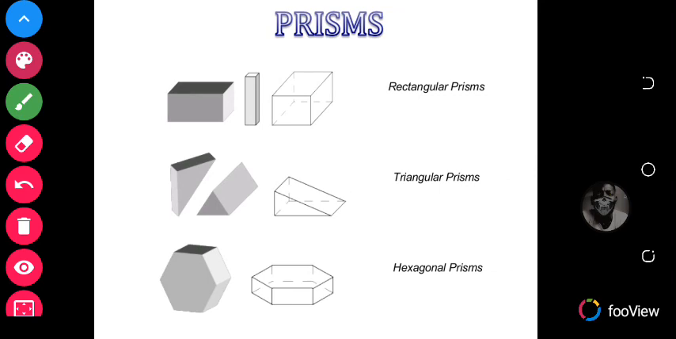Now let's look at prisms. We have different types of prisms. We have a rectangular prism, named that because of the face here. That's a rectangle. You have a triangular prism, named that because of the face here. You have a hexagonal prism because of the face here. A hexagon has 6 sides, 1, 2, 3, 4, 5, 6, and because of that we call it a hexagonal prism.